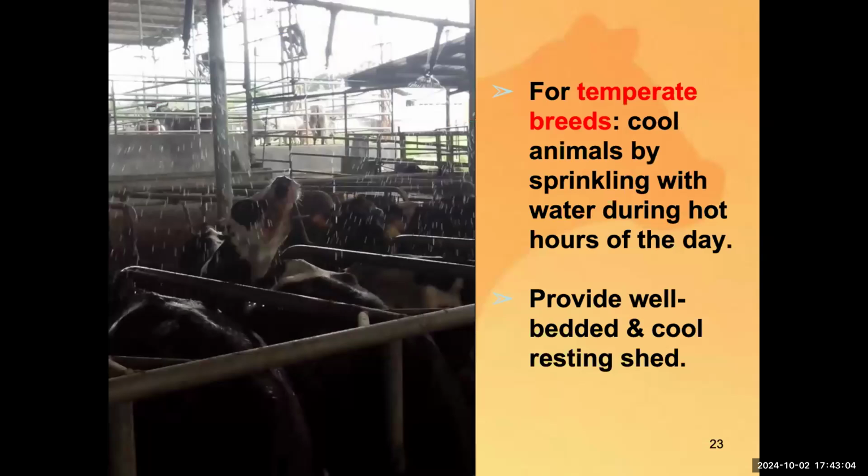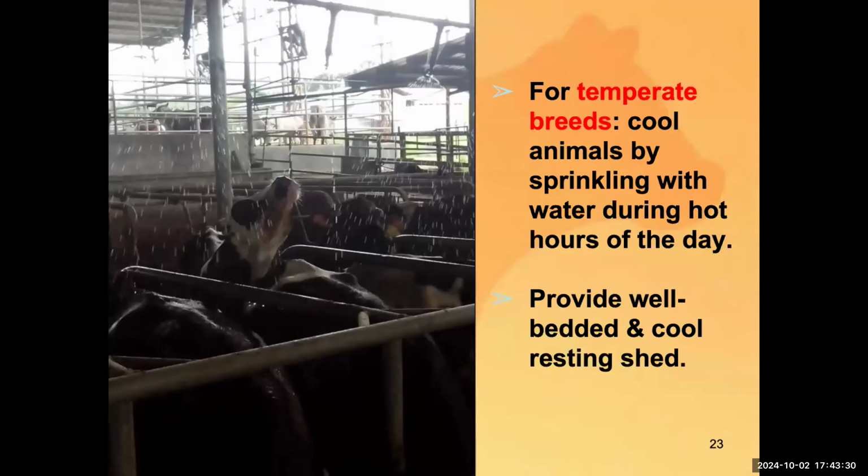Here in the Philippines, we shower our cows because it's really hot. And you see on the back side of this barn are ventilation fans. So this may not be needed for temperate countries, but here in the Philippines, we really need them. So these add-ons increase the milk production and well-being of the cows.